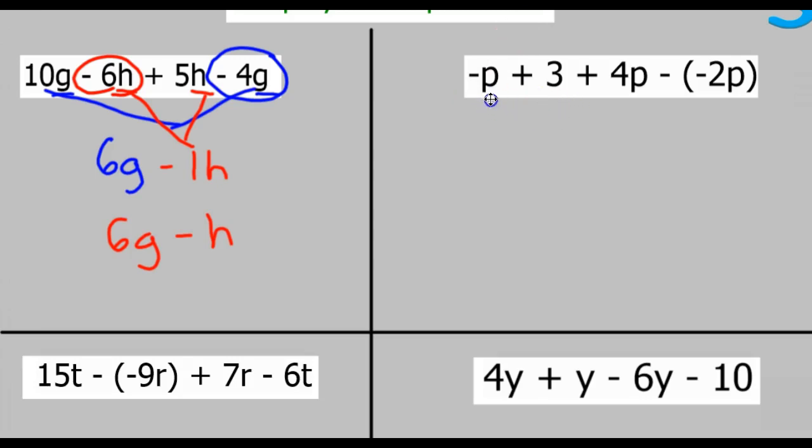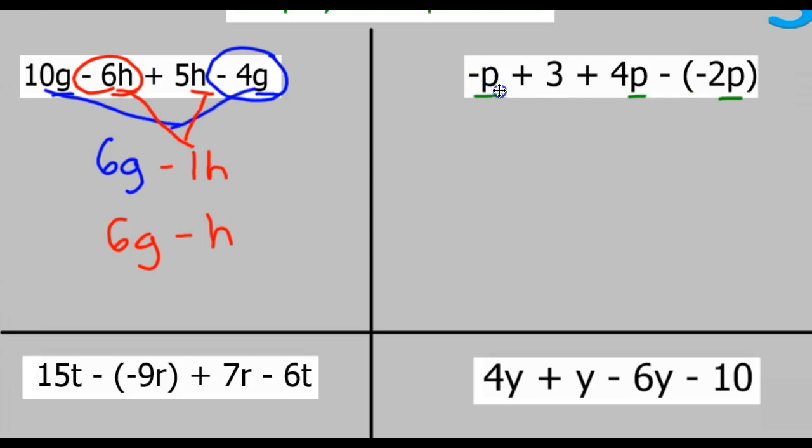Okay, over here I have negative p plus 3 plus 4p minus a negative 2p. So I'm looking for p's. I have one here, I have one here, and I also have one there.